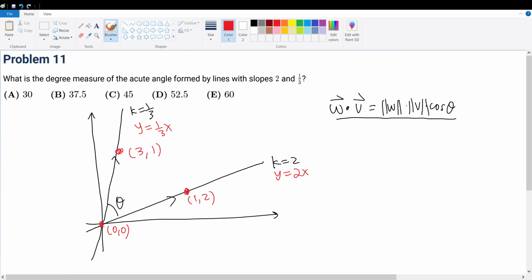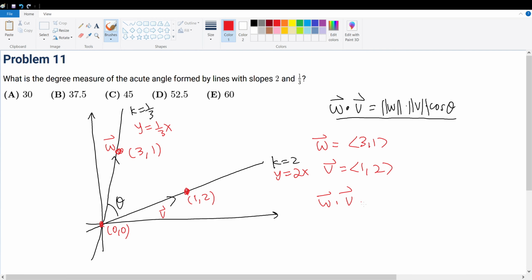So with this, how do we find the vectors? Well, let's call this vector w, let's call this vector v. Vector w, given this scenario, will be equal to (3, 1). And we know that vector v will be equal to (1, 2). With this, what is w dot v?